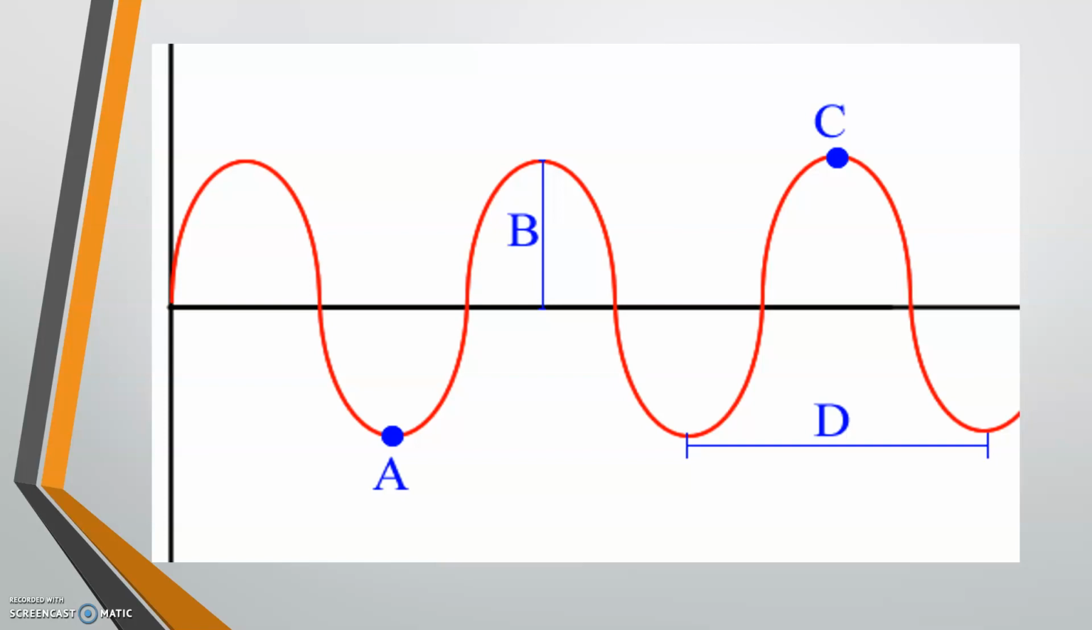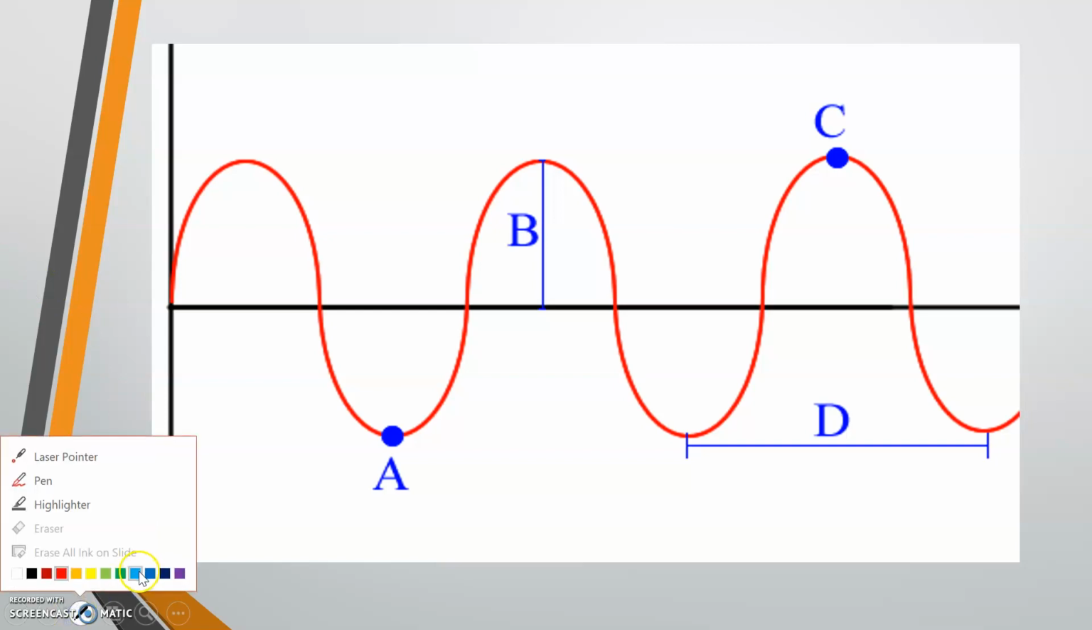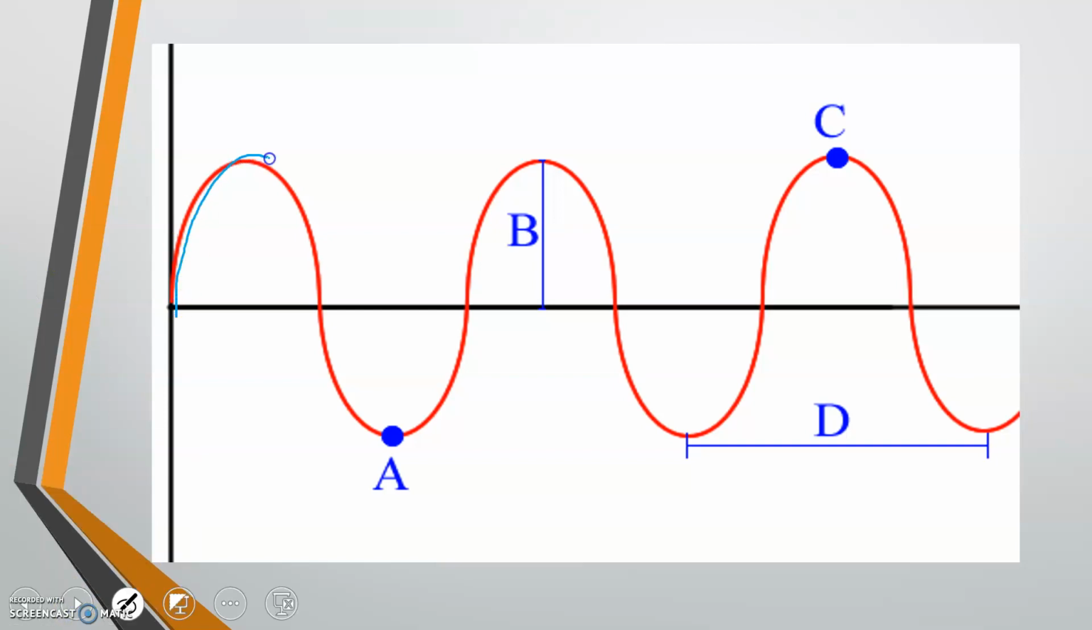All right, I hope you said that this was a transverse wave. A would be a trough, B would be the amplitude, C would be a crest, D would be a wavelength. Also, just to review, one wave would be equal to the wave from here to here. This is one full wave.